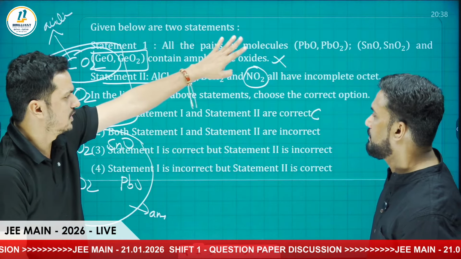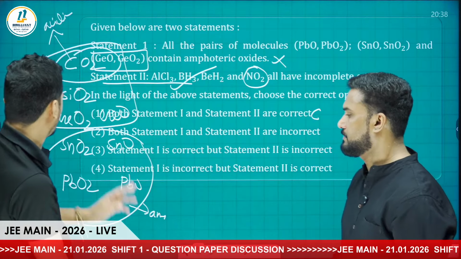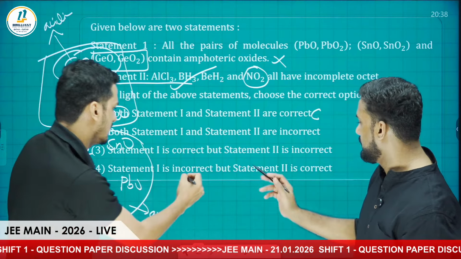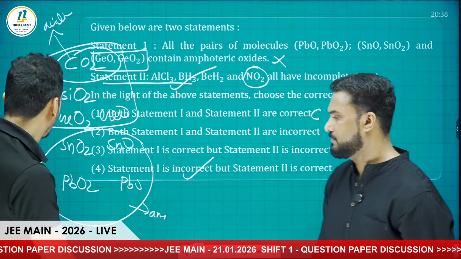So here the first one is wrong, and the second one is correct. So the answer is: statement one is incorrect, but statement two is correct. Okay, we can go to the next question.